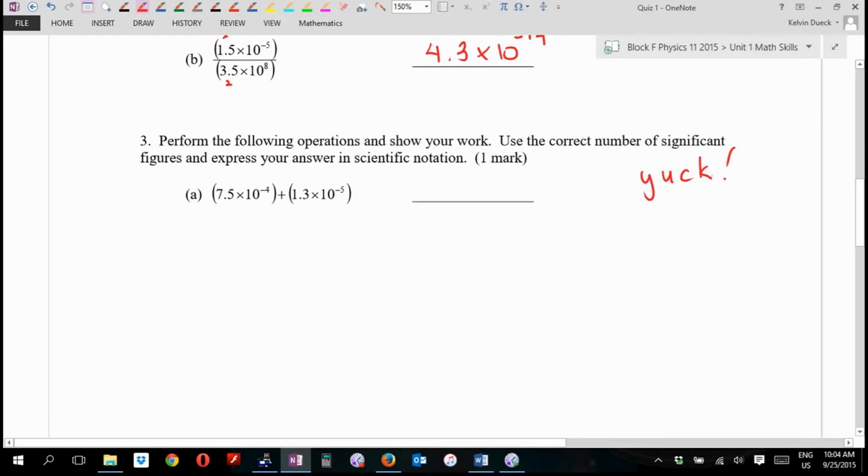Adding and subtracting is much more difficult for sig figs. The nice thing, Ty, is 99% of the time this year, we're going to be multiplying, so we're not going to care.